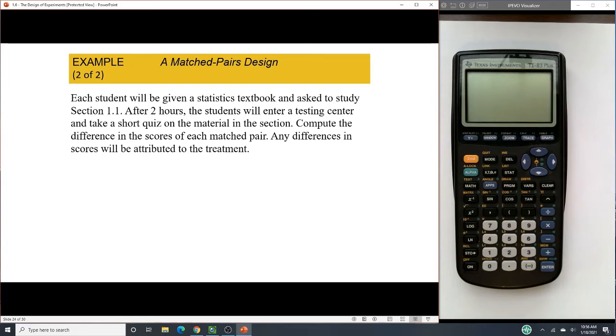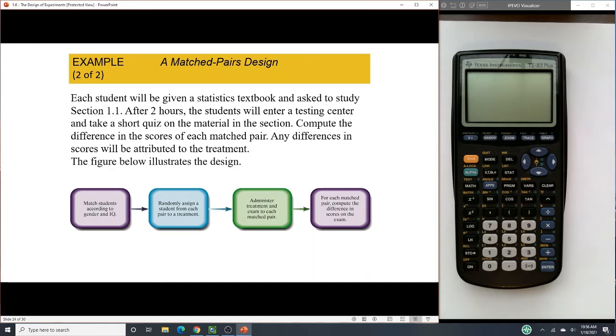Okay. All right, so each student will be given a statistics textbook and asked to study. After 2 hours, the students will enter a testing center, take a short quiz on the material, and compute the difference. Okay, so notice there they only have those couple of things happening, matched up so that they're closely related on those pieces. So we matched students according to their gender and IQ, randomly assign their treatment, administer the treatment, and then compute the differences on the exam.